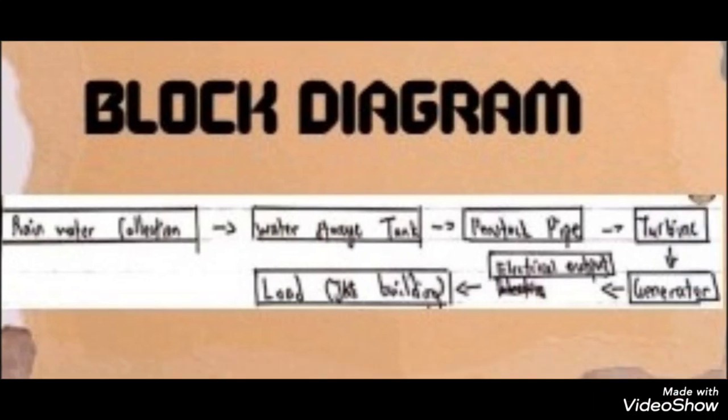This will be the block diagram for this experiment. First, we will collect the rainwater. The collected rainwater will flow to the water tank, and the water collected in the water tank will flow through the penstock pipe and create high pressure. The pressure will spin the turbine and create kinetic energy, and the kinetic energy will be turned into electric energy by a generator. The electrical output is created, and it will be used in the JKE buildings.